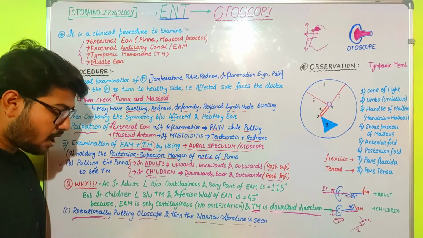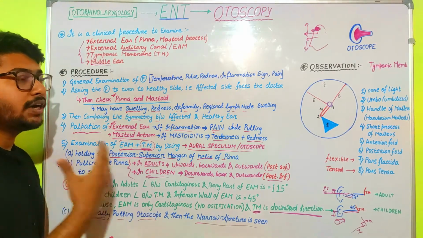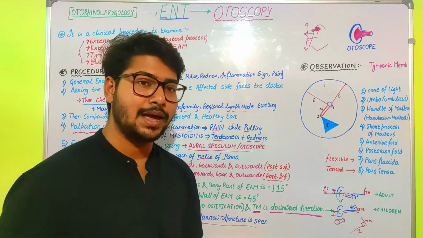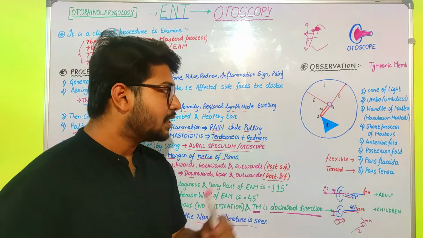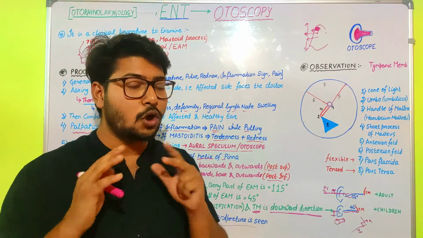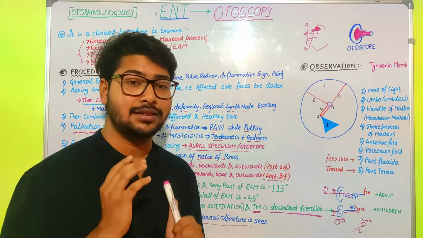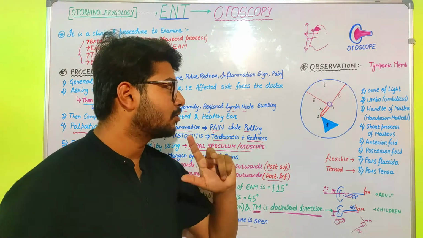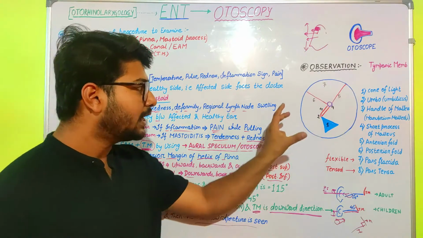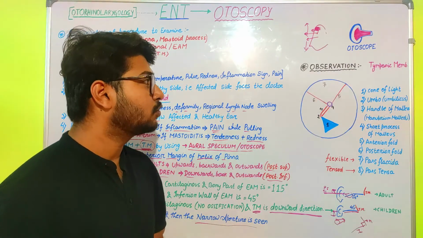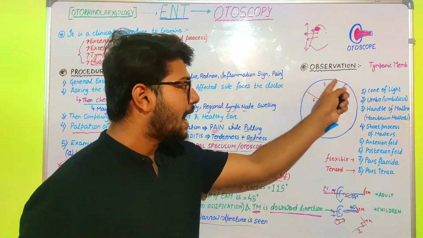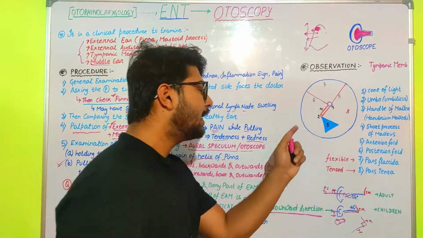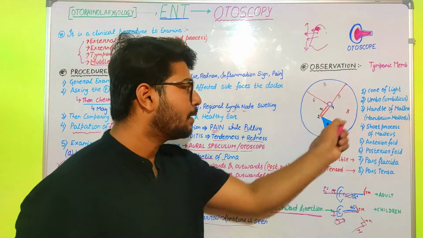Next comes the observation: what are we going to observe? What are the landmarks that we are going to see in the tympanic membrane? This is the diagram that almost all teachers are going to ask you about in the final or in the first module, so be cautious about this observation. These are the eight landmarks that we are going to see in the tympanic membrane through the otoscope.